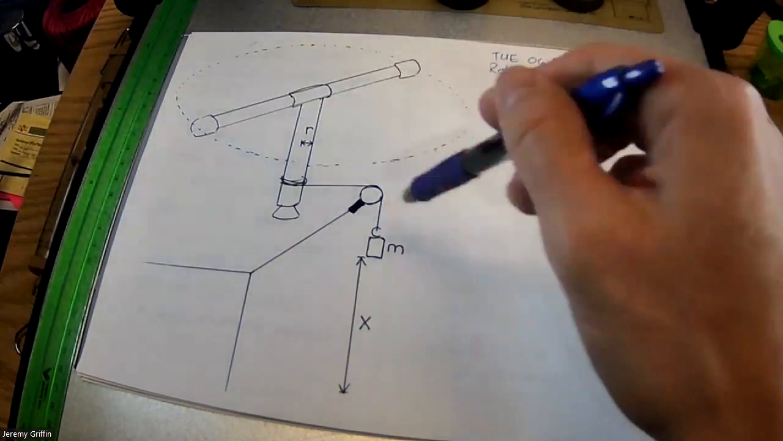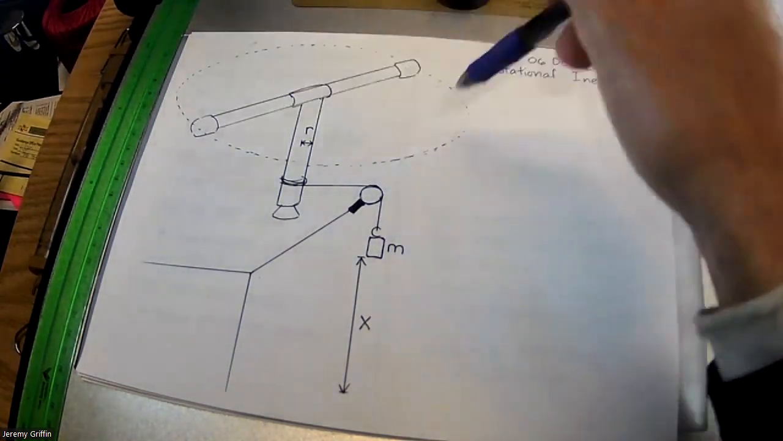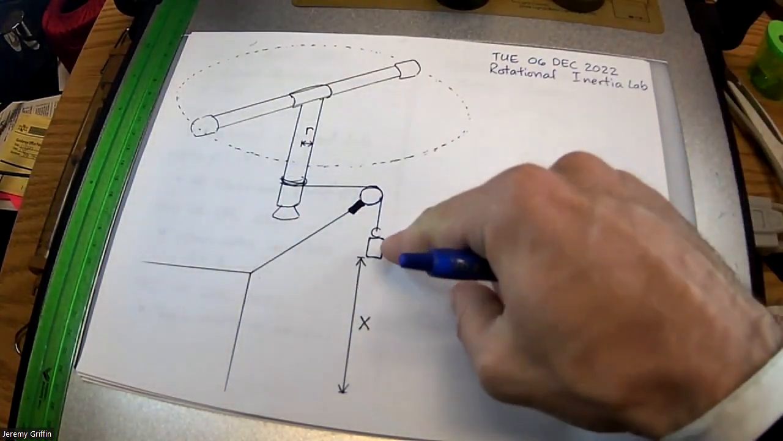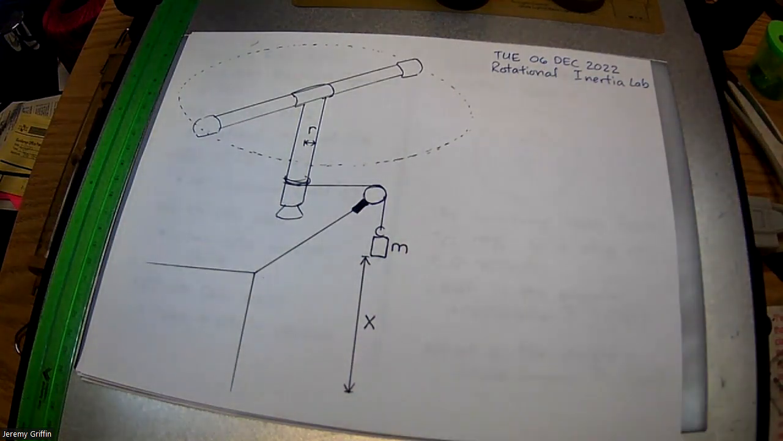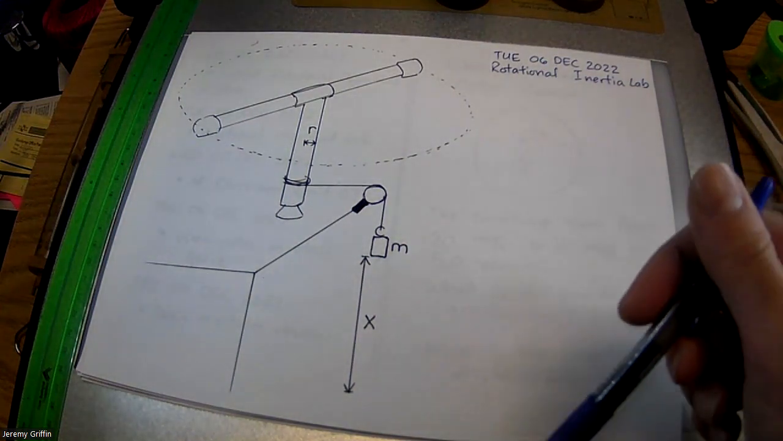Now, this whole thing is going to rotate, right? In fact, the more rotational inertia it has, probably the slower this would accelerate down. Once you see the big picture, before you start plunging into a bunch of numbers.